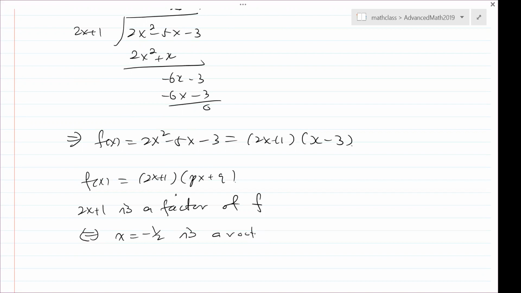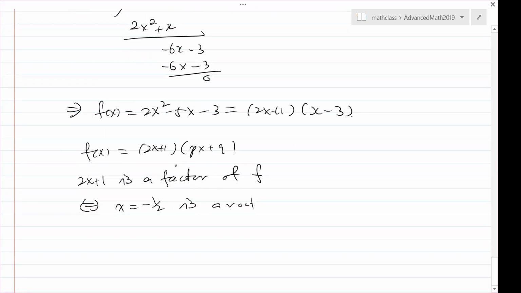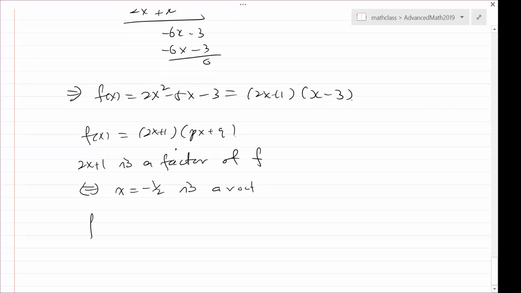Okay, so all you have to do is just check. You set that factor to be 0, so you get the root of that factor. That root should be the root also for the polynomial. Right. So as long as you verify x equals -1/2 is a root, then you solve the problem. But this is not the best way to do, because even if you show x equals -2 is a root, it does not mean you already get all the factors. Okay. So let's check.